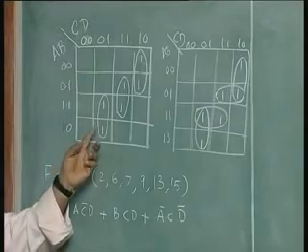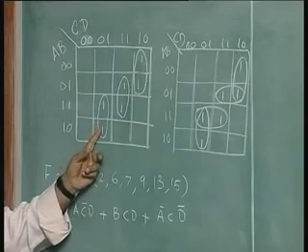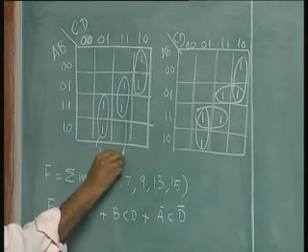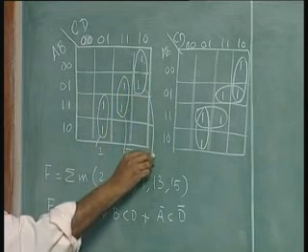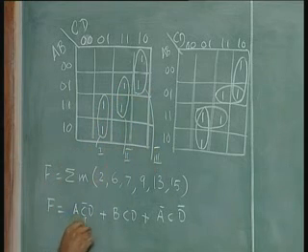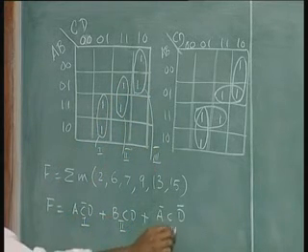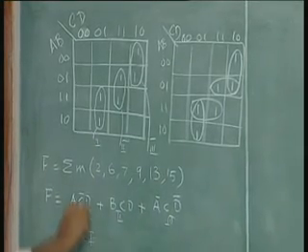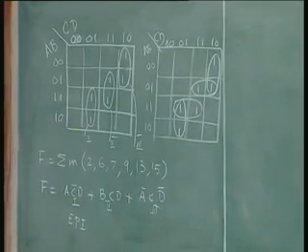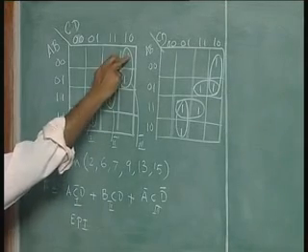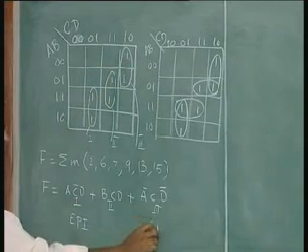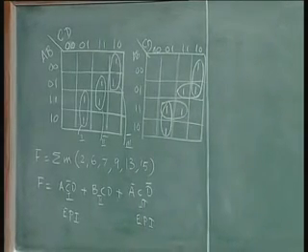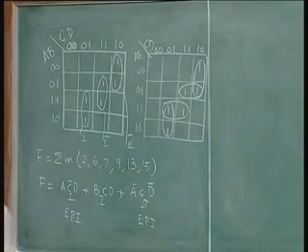So this way here, this is an essential prime implicant. I will call this 1, 2, 3. This is 1. 1 is an essential prime implicant because this one cannot be covered otherwise. 3 is an essential prime implicant because this cannot be covered otherwise.